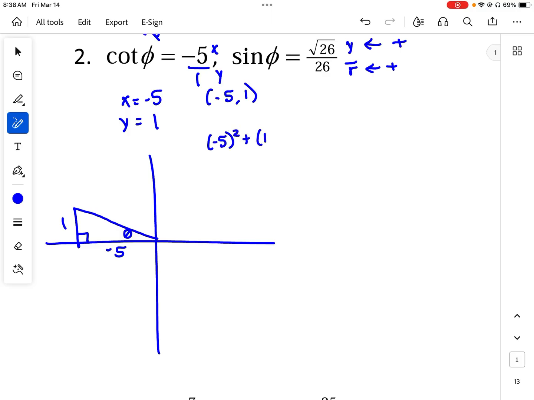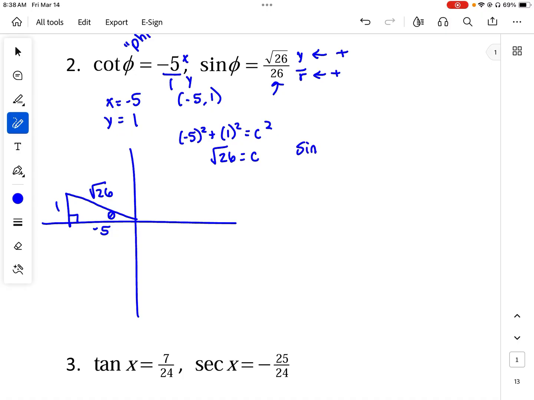So then we do a Pythagorean theorem. So square root of 26 is c. So that's our value, which makes sense if you look at this because they rationalized. We already have sine, but let's go ahead and just prove it. That would be 1 over square root of 26. You rationalize and you get square root of 26 over 26.